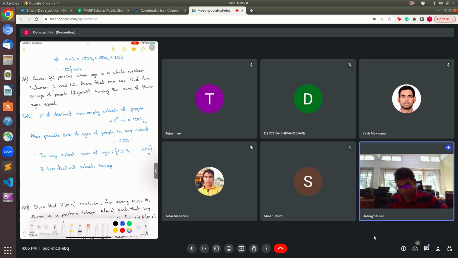But I am considering that a subset has at most 10 people, but a subset may have a lesser number of people. For example, in the example which I showed, we were just considering P2 and P3. So a subset may consist of a single person whose age is 1. So we are not considering subsets of size 10, we are considering any non-empty subset, which might consist of just a single person and his age may be 1. So therefore I am considering any subset, the sum of the ages.